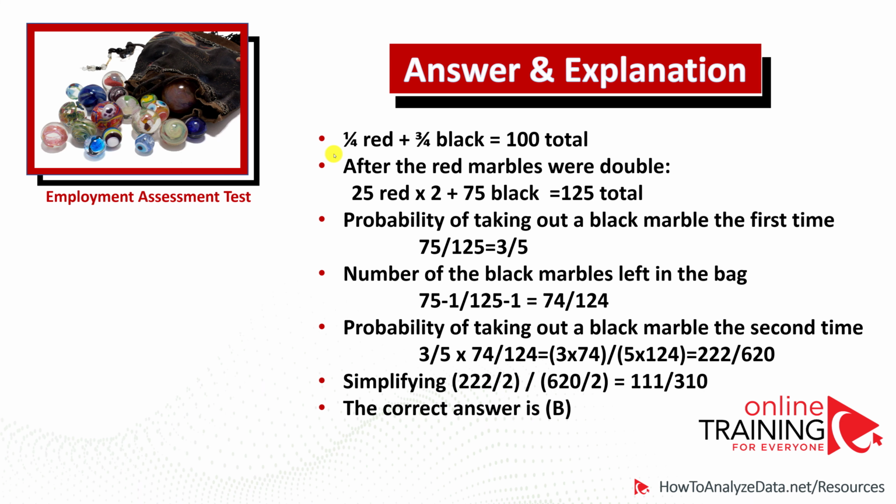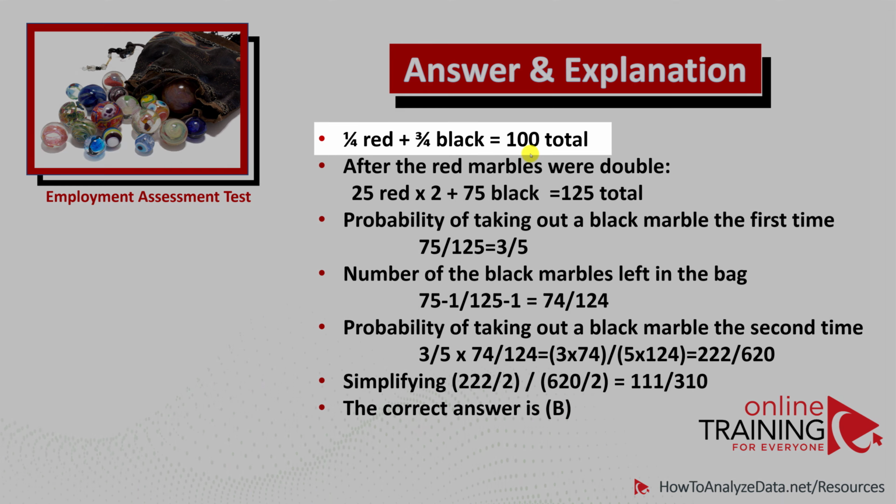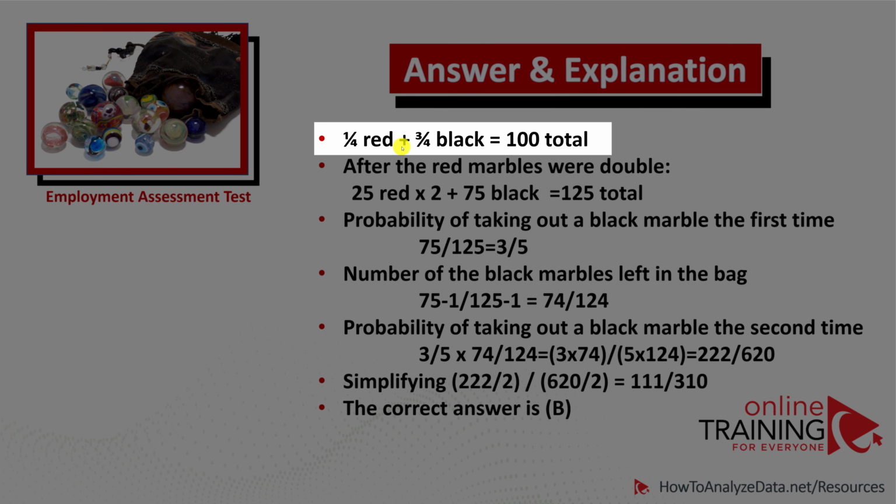Let's first calculate the original number of marbles. We have 100 total marbles, and 1/4 of them is red, and 3/4 of them is black, because there are 3 times as many blacks as there are red marbles. 1/4 of 100 is 25, and 3/4 of 100 is 75.